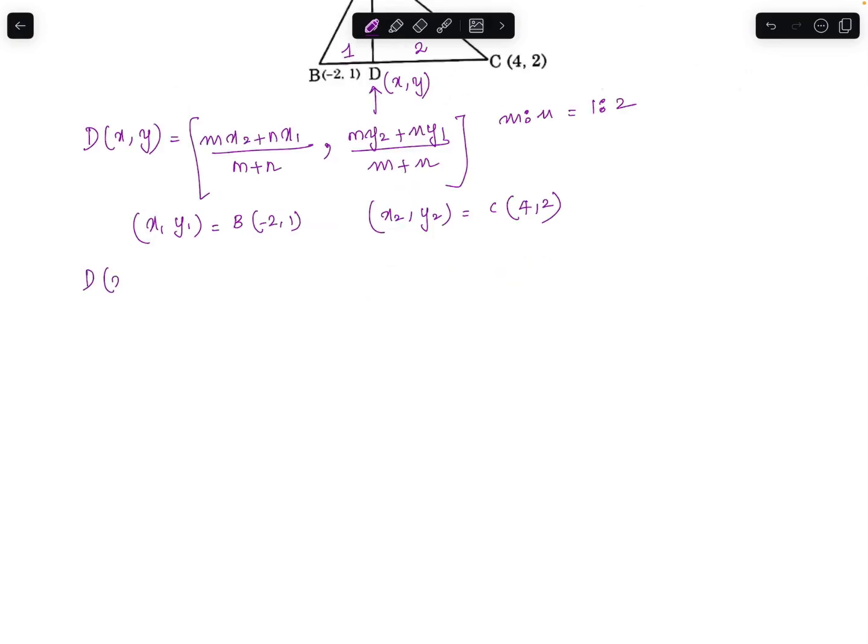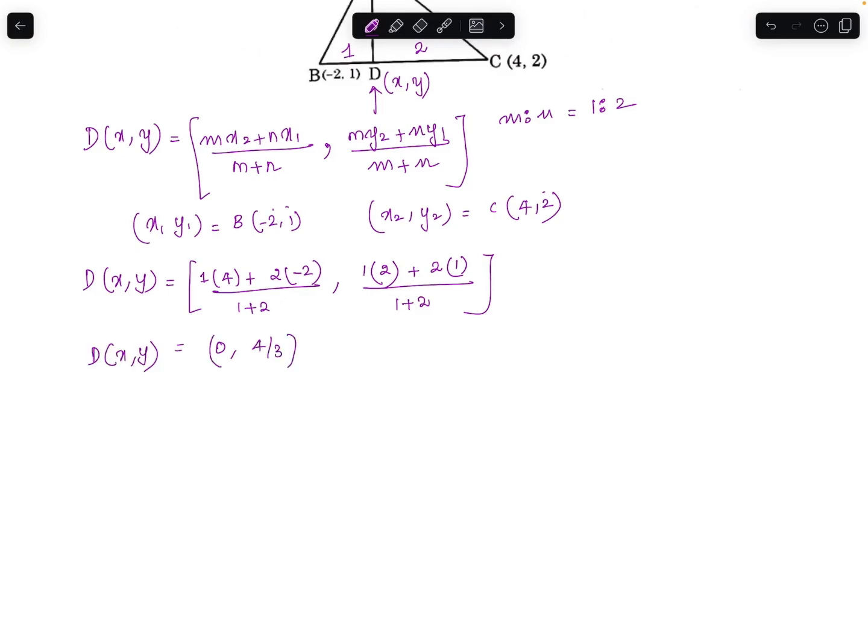Substituting these values, we get D of x comma y is equal to 1 times 4 plus 2 times minus 2 upon 1 plus 2, comma 1 times 2 plus 2 times 1 upon 1 plus 2. On solving this, we get 0, comma 4 upon 3.